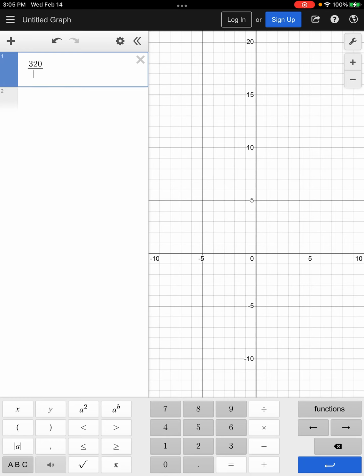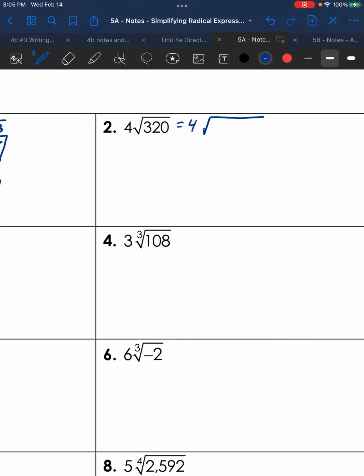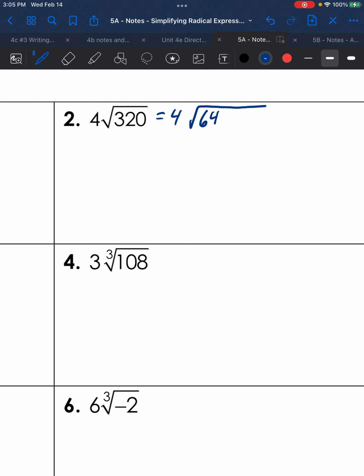144. Nope. 121. No. Some of these you can do in your head. And with more experience, I would know that 320 doesn't divide by 100 without a decimal. 81. No. 64. There we go. 64 is my biggest, so 64 and 5. So I'm going to go back here, and I'm going to write 64 times 5.